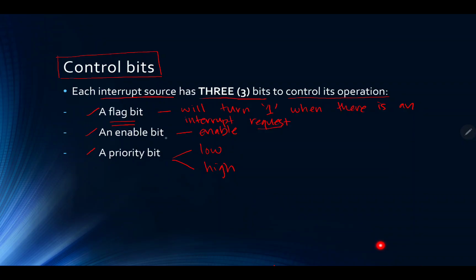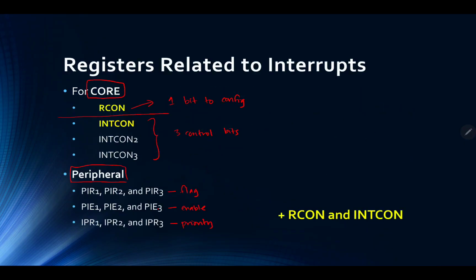The enable bit, of course, is used to enable the interrupt. And the priority bit is to select whether you want low or high priority. So take note, it is important that for each interrupt source, there are 3 configuration control bits that you need to set. These are all the registers related to interrupts which you need to know. Earlier I mentioned the core group; there is a core group and there is a peripheral group.